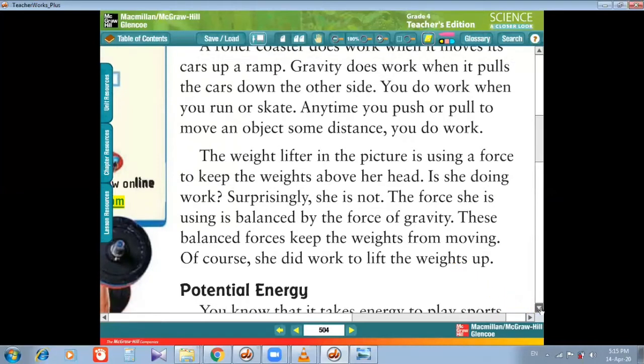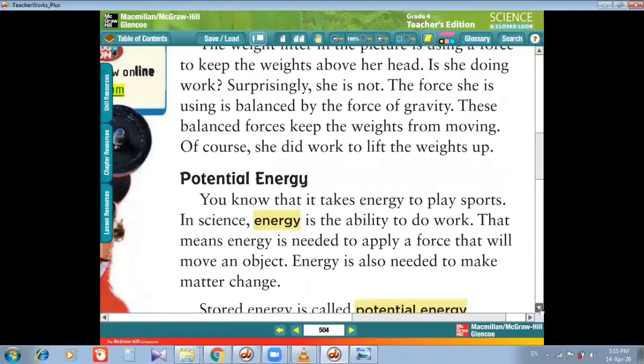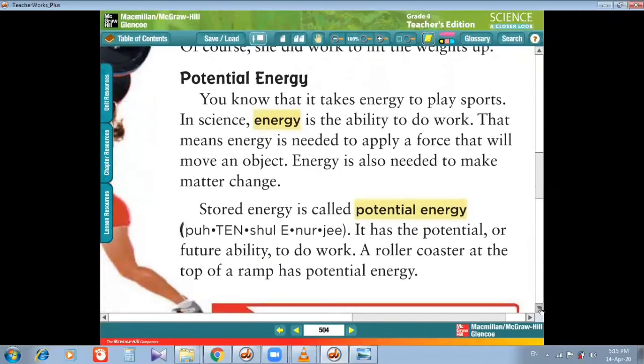Now, we have two types of energy. One is potential energy and the other one is kinetic energy. But first we should know what is energy. In science, energy is the ability to do work. What is energy? The ability to do work. The ability with which we do some work.